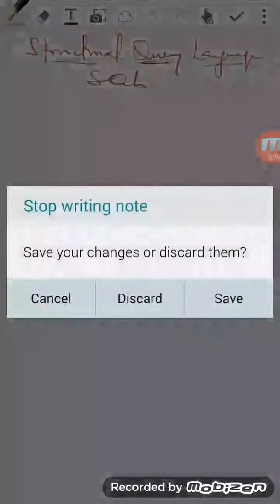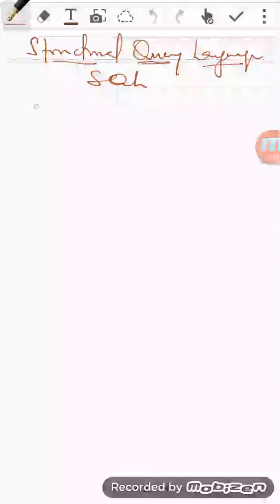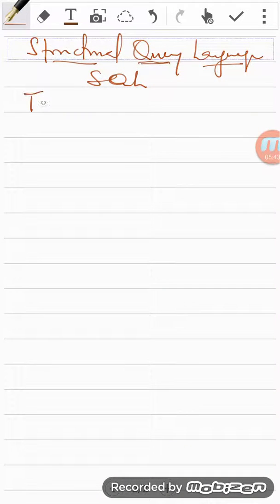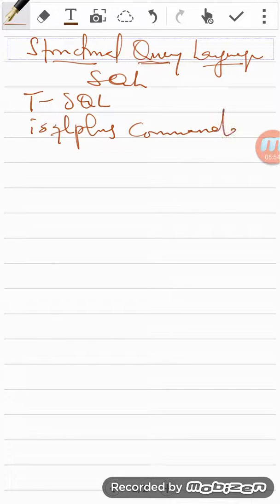Microsoft will call its own Transact SQL. Oracle will call its own iSQL or SQL Plus commands. So these are just the little extras they added to their own.